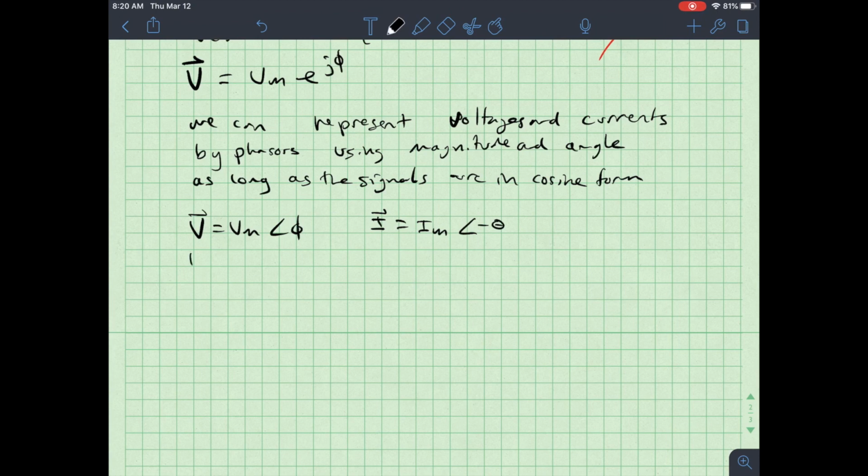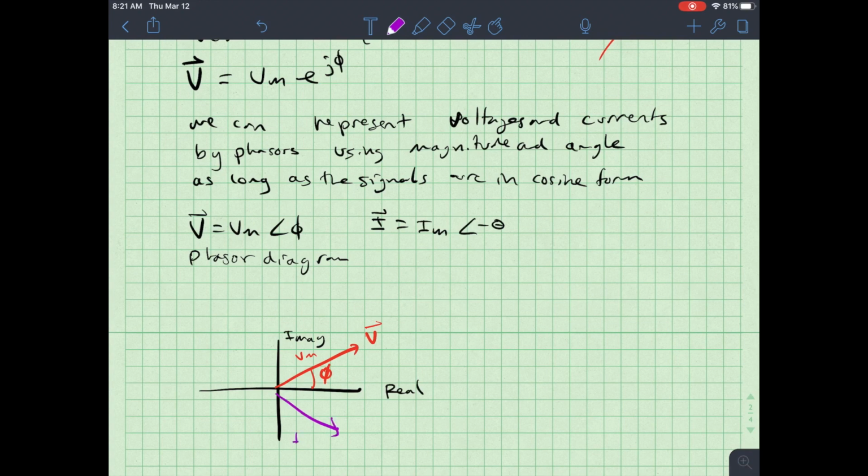We already talked about this a little bit, but I'm going to put this on the complex plane. So I've got the real part, and I've got the imaginary part. And let's say I've got V phasor, which has Vm magnitude and angle phi. And then I've got Im for I phasor with angle negative theta.